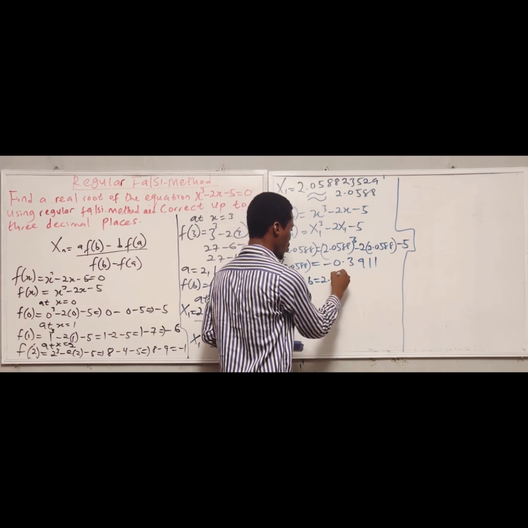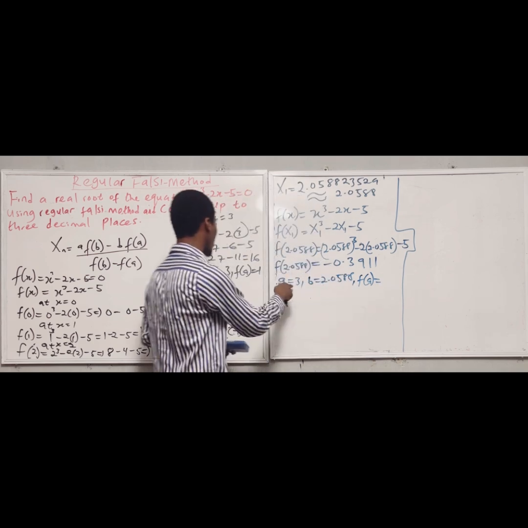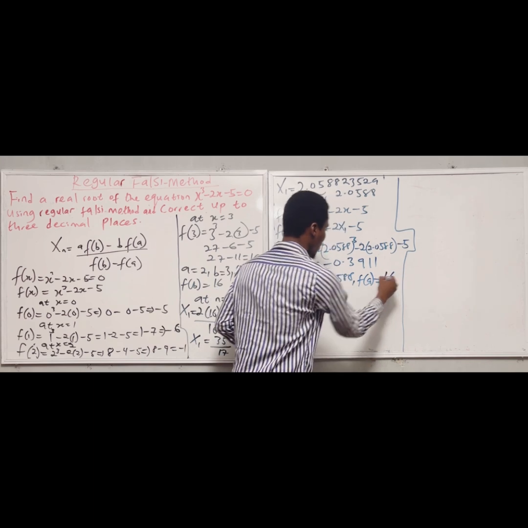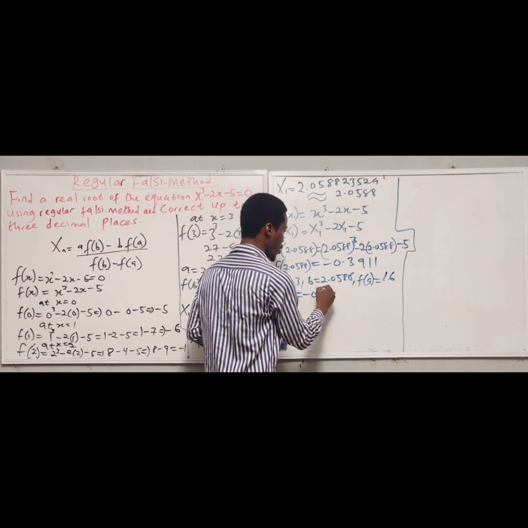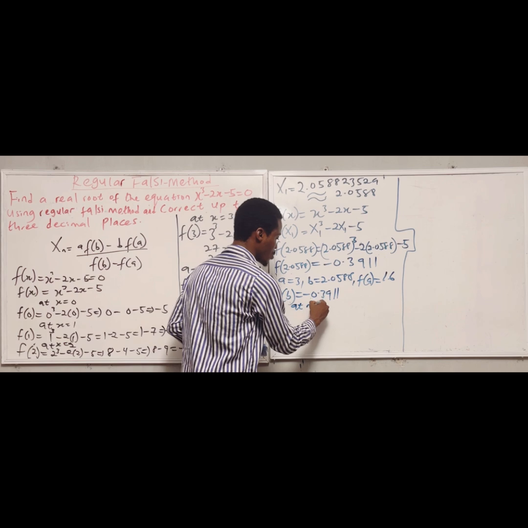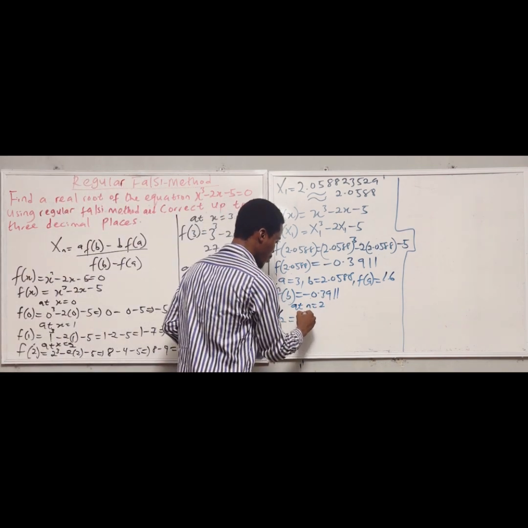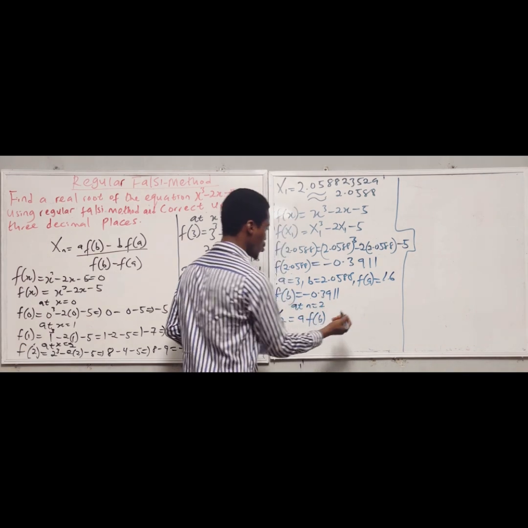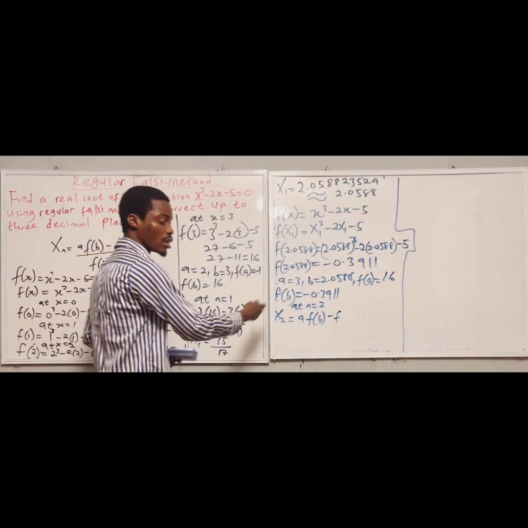So my B here, that gives me negative, is this, 2.0588. Then my f of A, that gives me the positive sign, is 16. My f of B is minus 0.3911. So I will now consider n equal to 2. It means I will now use this formula, S2 equals A f of B minus B f of A, over f of B minus f of A. Since I have the formula already, I don't need to write it again.